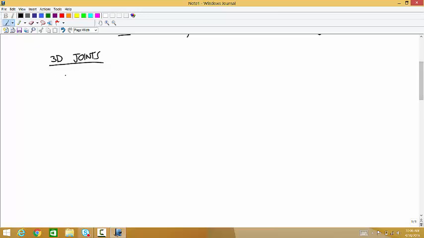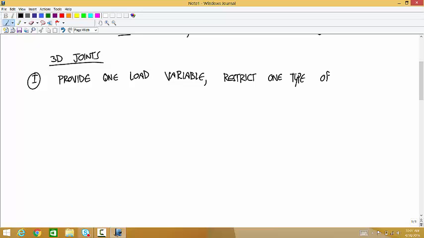Okay, so the first category are joints that provide one load variable, and therefore they restrict one type of acceleration. The first one of these is a frictionless contact.